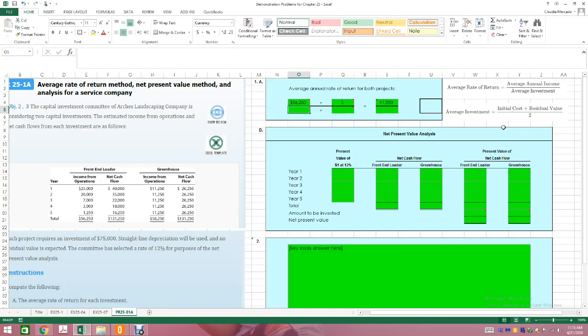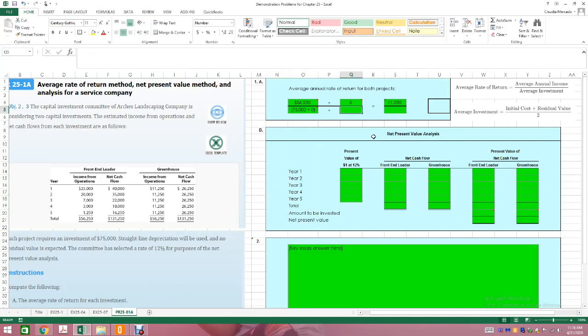Now, the bottom is your average investment, and that is your initial cost plus your residual value, divided by 2. Here it says that these items, your front end loader or your greenhouse, are not going to have any salvage value. So how much am I going to have to invest in these projects? The investment for both projects, whether it be the loader or the greenhouse, is $75,000. And my residual value is 0, so that's just 75,000, and I'm going to divide by 2.